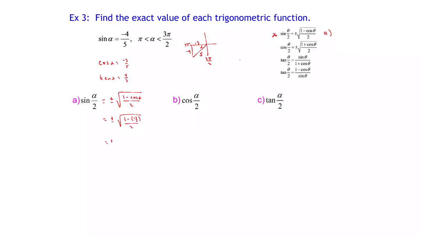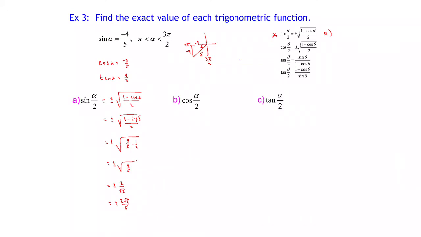And now we're just going to simplify this to 1 plus 3/5. So that'd be 8/5 divided by 2, which is multiplied by 1/2. And that would be 4/5, so the square root of 4/5. And then we can break that up and get the square root of 4, which is 2, over the square root of 5. Rationalize the denominator, 2 square roots of 5 over 5.